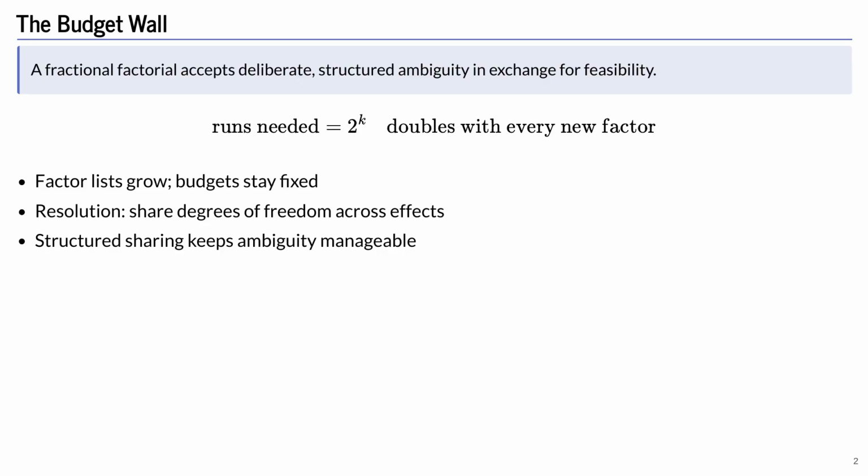The answer that fractional factorial design offers is this: accept a specific structured form of ambiguity in exchange for feasibility. Not random ambiguity, structured ambiguity, where you know exactly which effects are tangled together and you can reason about whether that matters. That is the deal. The rest of this lecture is about understanding exactly what that deal costs and how to manage it.